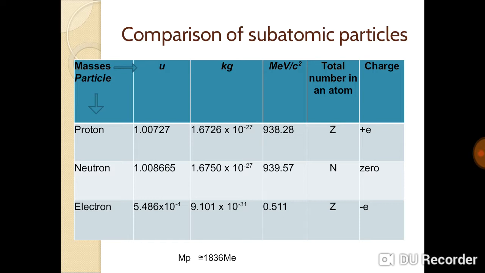In an atom, there are Z number of protons, Z number of electrons and capital N number of neutrons. The charge on neutron is 0. Electron possesses minus e charge while proton possesses plus e charge. The total positive charge inside the nucleus is exactly balanced by the negative charge of electrons outside the nucleus. Hence, net charge on atom is 0 and thus atom is electrically neutral.